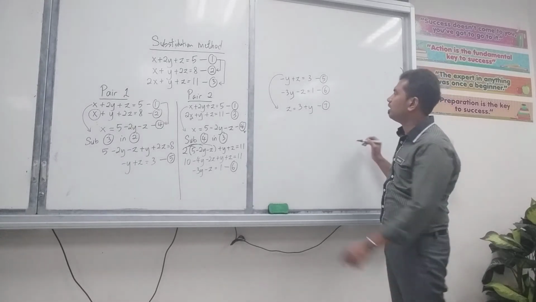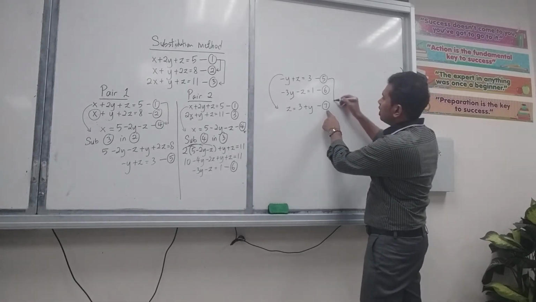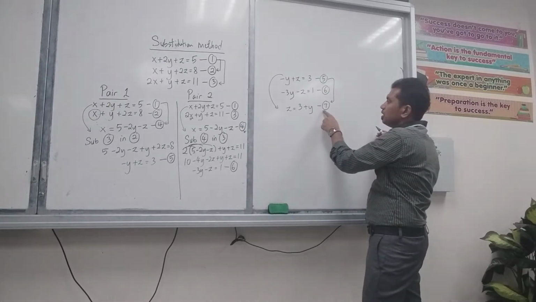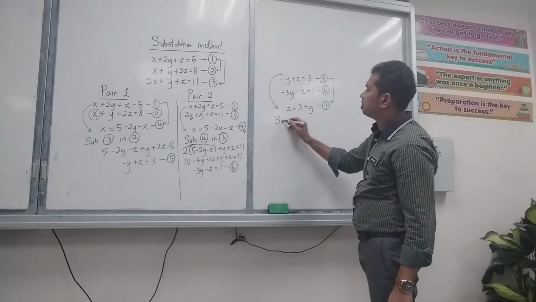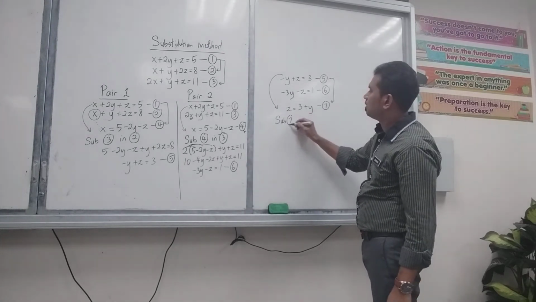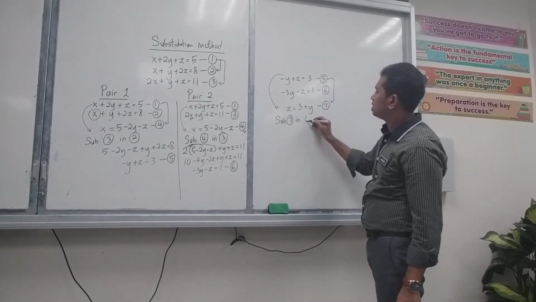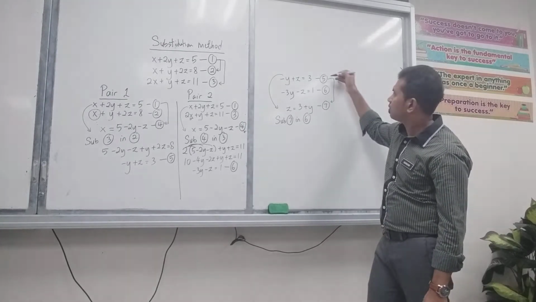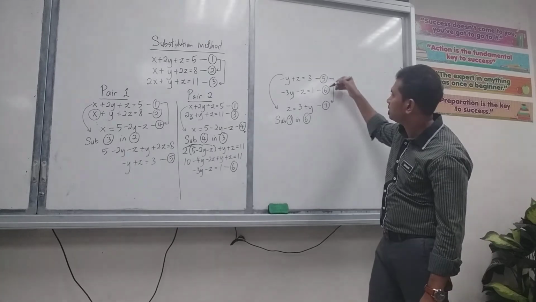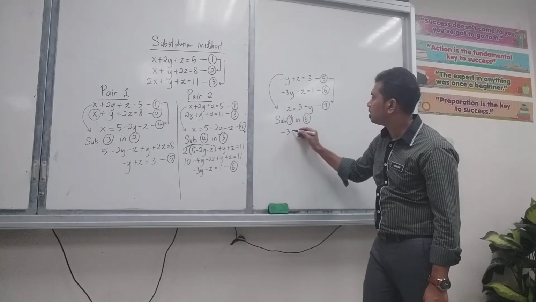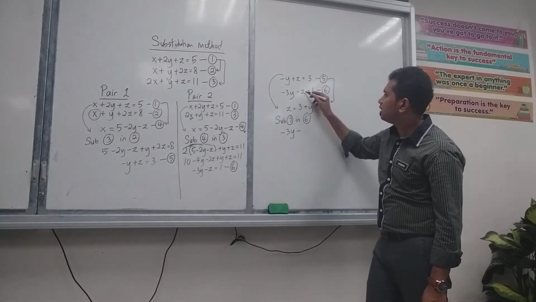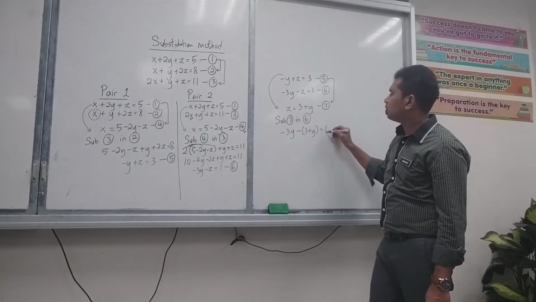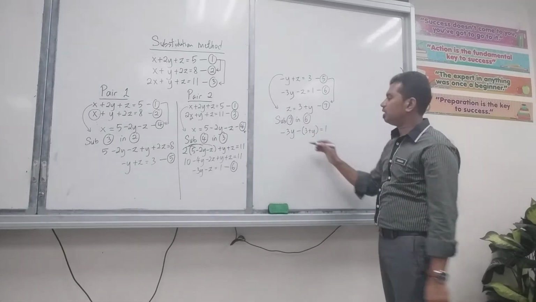5, 6, 7. Since 7 comes from 5, what you can do is sub 7 in 6. Because 7 comes from 5, you cannot sub in 5, you must sub in 6. So this one becomes negative 3y. Change the z, becomes 3 plus y, equals 1. Then you expand.